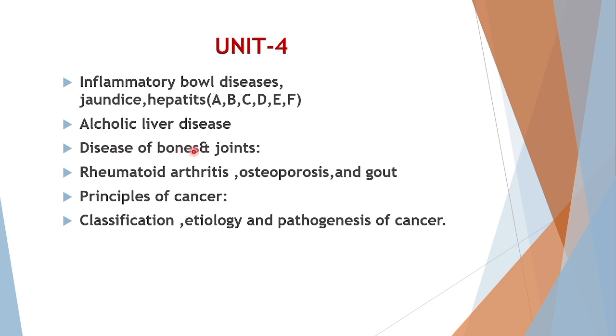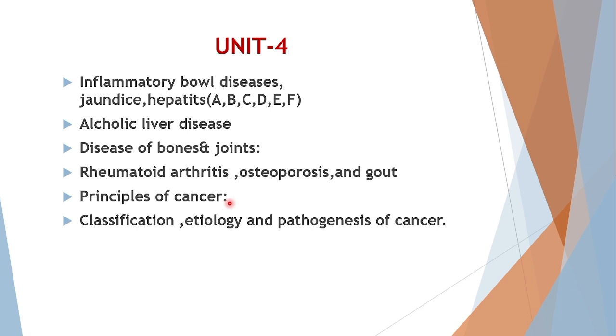And what are the diseases of bones and joints? The following are the diseases of bones and joints: rheumatoid arthritis, osteoporosis, and gout. What is rheumatoid arthritis? Rheumatoid arthritis is a chronic autoimmune disorder in which the joints may be affected, okay. What is osteoporosis? Osteoporosis is a bone disease which occurs when the body loses too much of the bone, okay. Next, gout. Gout is a type of arthritis, okay, with degeneration of the bone tissues.